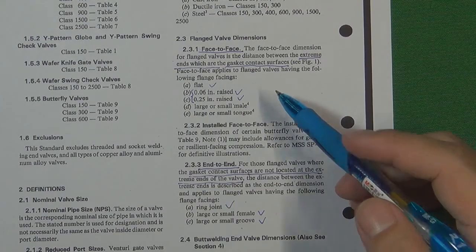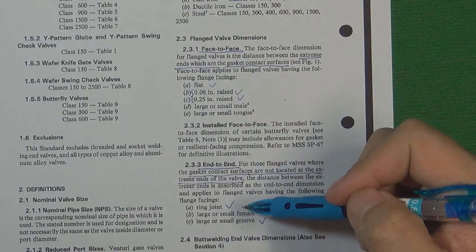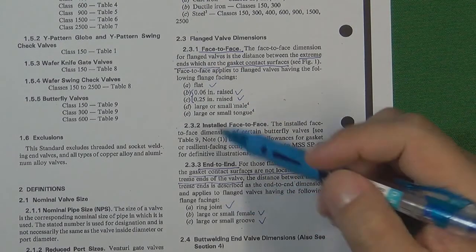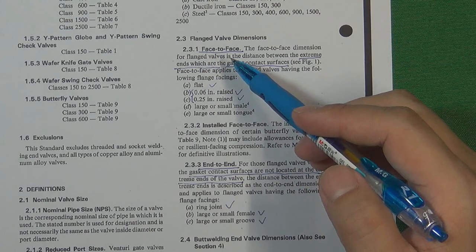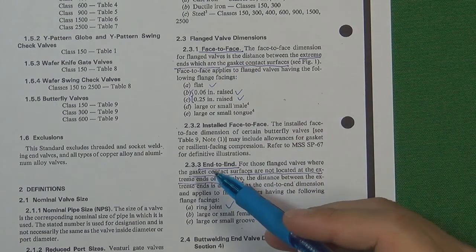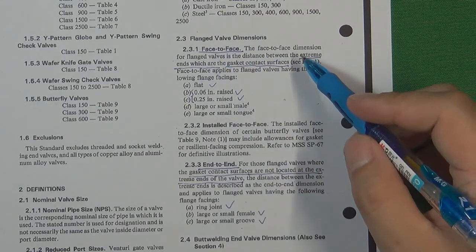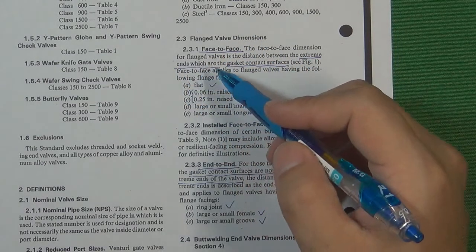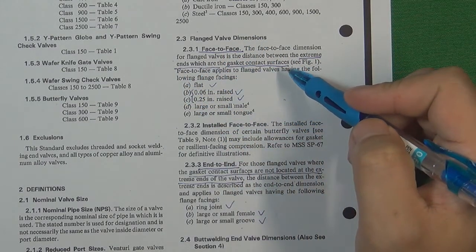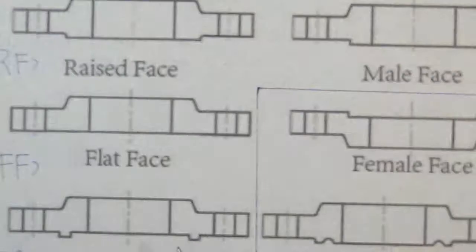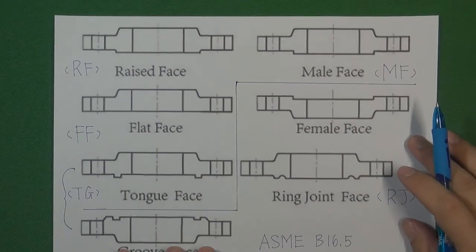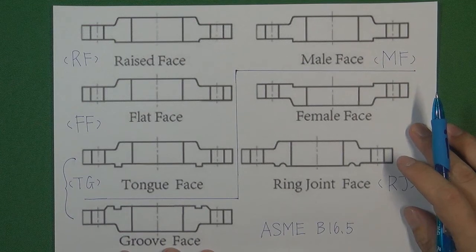According to the description, we have two kinds of flange valve dimension. One is called the face-to-face flange valve dimension, and the other is called the end-to-end flange valve dimension. Face-to-face means the valve extreme end is the gasket contact surface. That means the flange extreme end is what we're going to contact with the gasket.